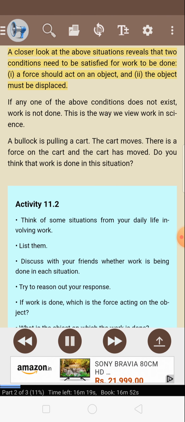A closer look at the above situations reveals that two conditions need to be satisfied for work to be done. One, a force should act on an object, and two, the object must be displaced. If any one of the above conditions does not exist, work is not done. This is the way we view work in science.